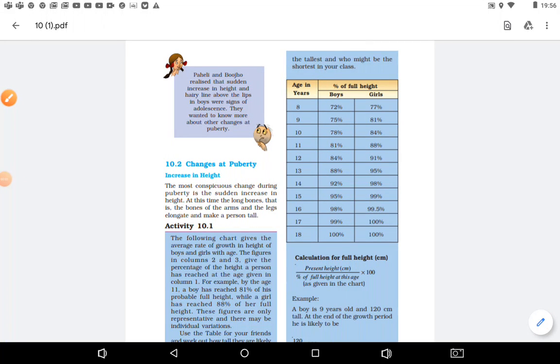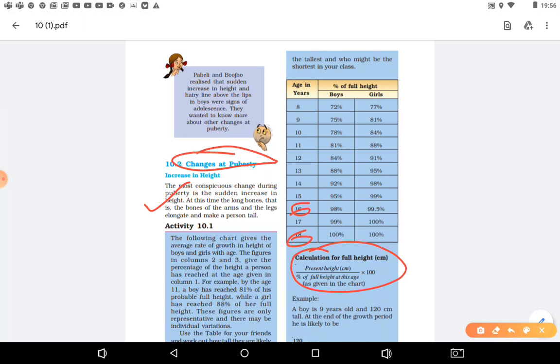Hello students, I hope you have gone through the changes which occur in boys and girls during puberty. The video that I have shared has very clearly explained each and everything, how you can calculate your full height when you will be at the age of 18 or 16. So you can calculate this by using this method. This is the method to calculate your height.